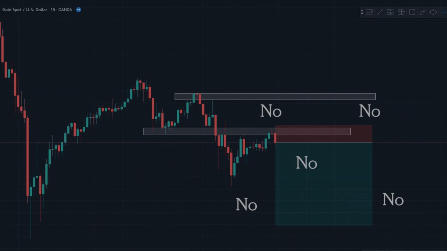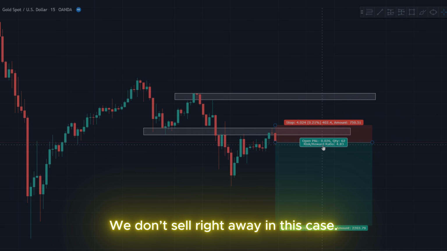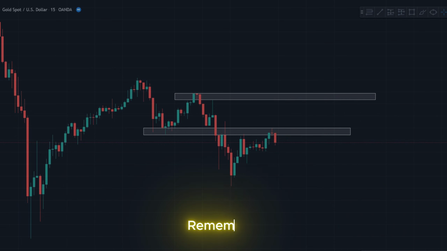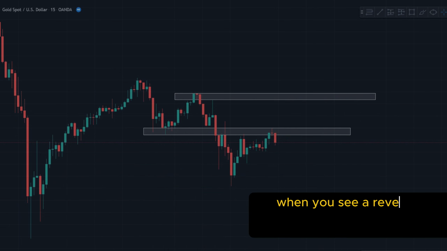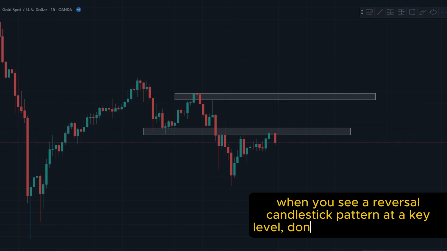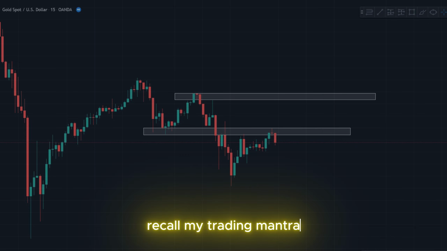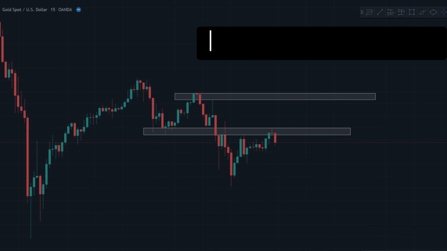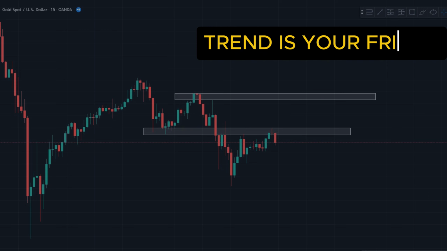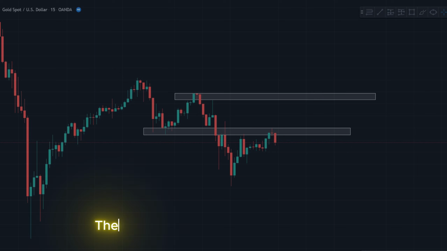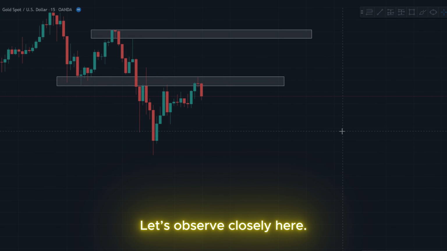No, we don't sell right away in this case. Remember, when you see a reversal candlestick pattern at a key level, don't rush to enter a trade. Why? Because, recall my trading mantra. The current minor wave is a bullish wave. We don't sell in a bullish wave. Let's observe closely here.